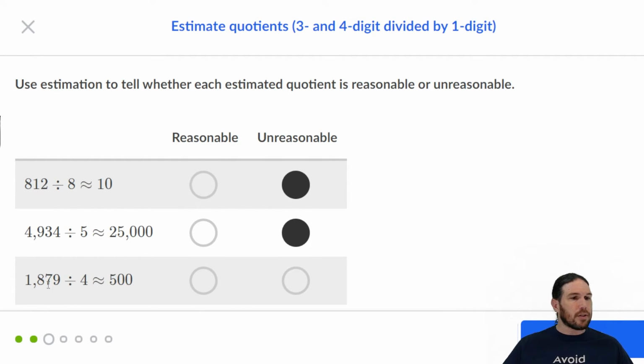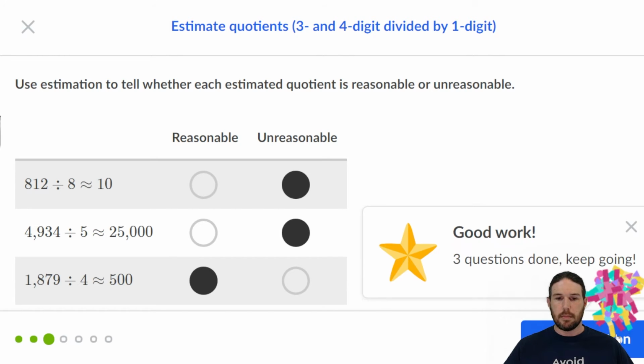Let's see, we've got about 2,000 here, divided by 4 is about 500. I would call that reasonable. Moving on.